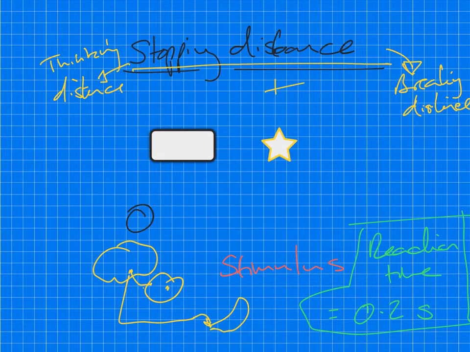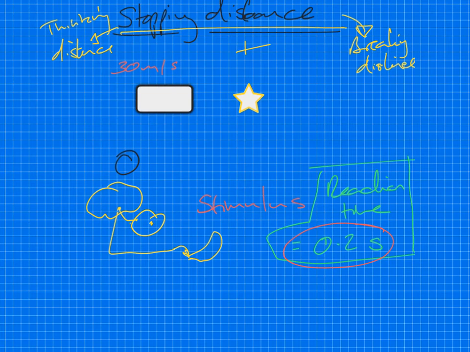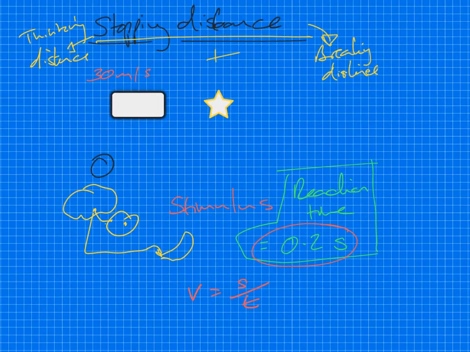So we can actually work out that if that was travelling at 30 metres per second and we have a reaction time of 0.2, because speed v equals distance s divided by time, rearrange that, and v times time equals the distance. 30 metres per second times 0.2 equals 6 metres.